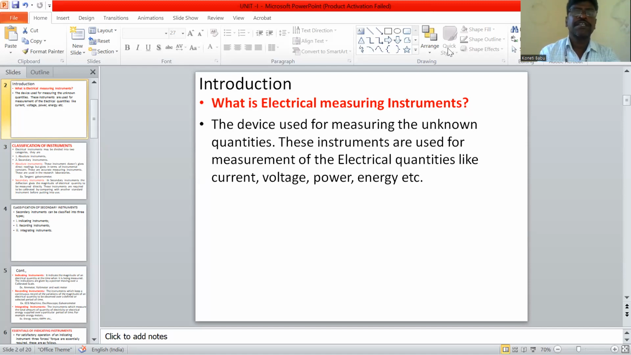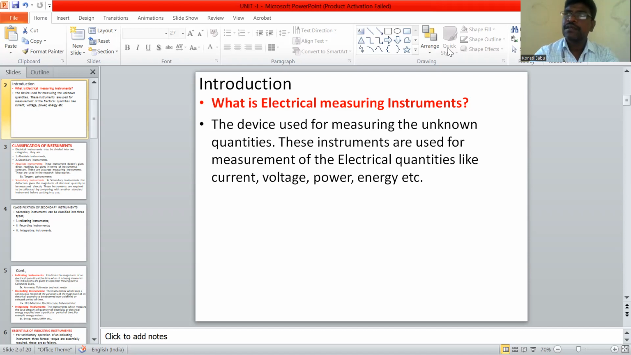Today we are going to discuss the introduction of electrical measuring instruments, with a detailed explanation. First of all, what are electrical measuring instruments? This is a device used for measuring unknown quantities. These instruments are used for measuring electrical quantities like current, voltage, power, and energy, etc.